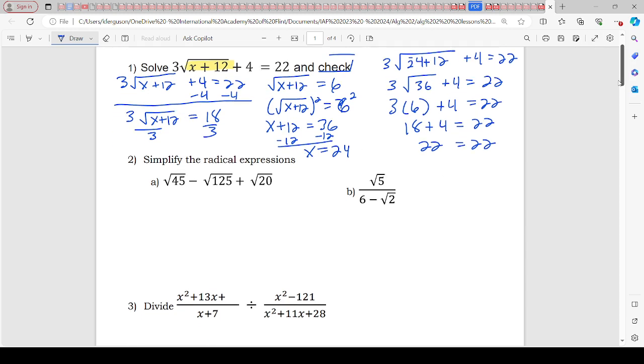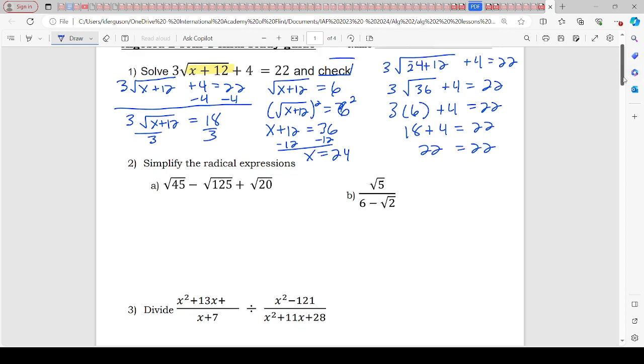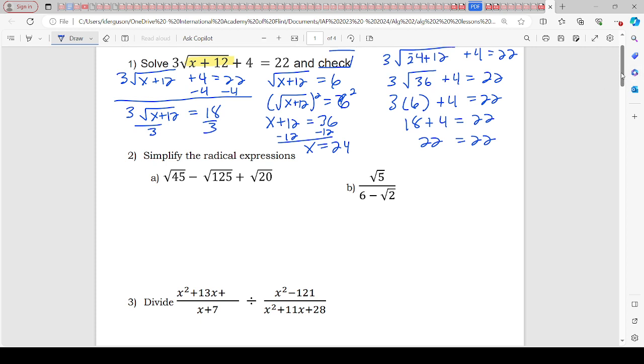I'm moving forward for a second, just up a little bit. All right. So now we got simplifying radical expressions. Okay. So simplifying radical expressions, either I need to simplify my radicals or I need to eliminate my radicals. So in this problem right here, I need to simplify. So what I'm going to do is I'm going to break each radical down into 2 numbers.